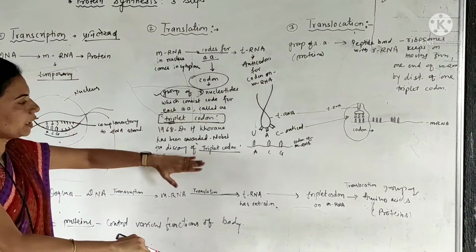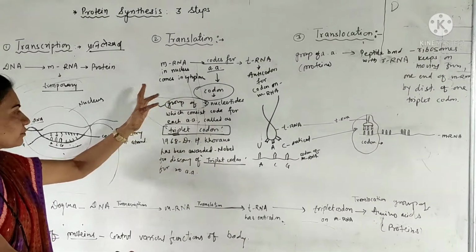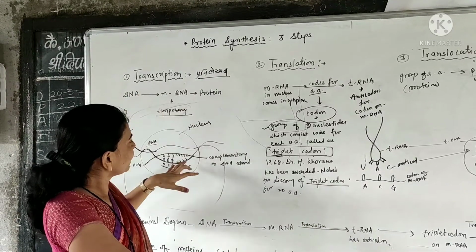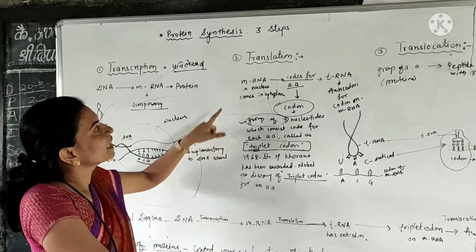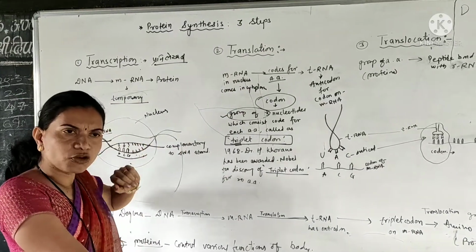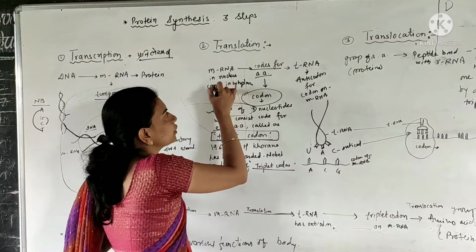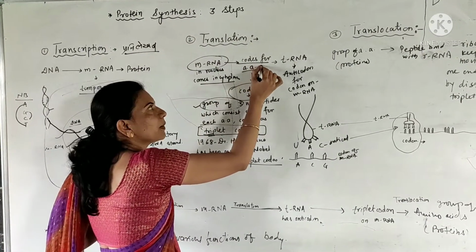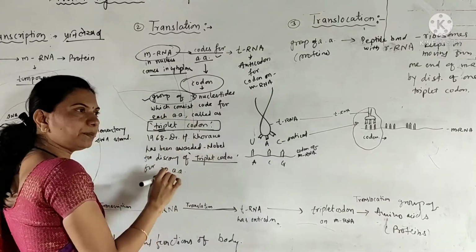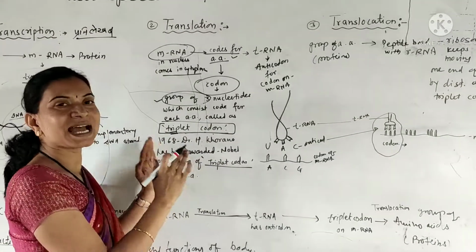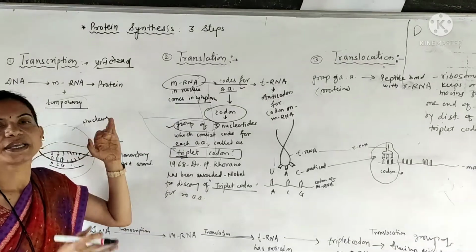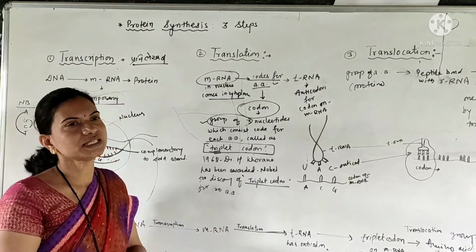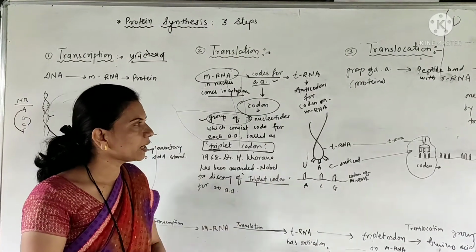So these are the triplet codons which are coming from the DNA strand with the help of mRNA in the cytoplasm. Then what happens when it comes into the cytoplasm? Who comes? mRNA comes with codes for amino acids, that is the triplet codons. Means triplet codons are carried by the mRNA in the cytoplasm. Why? Because of protein synthesis, or formation of amino acids.